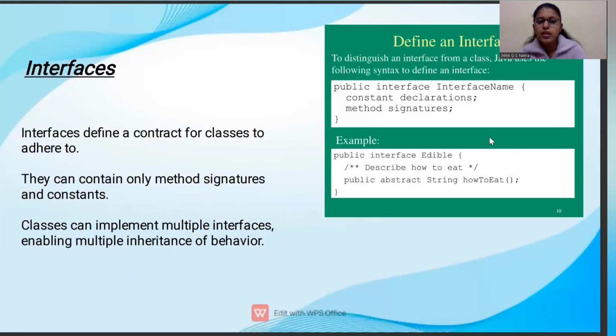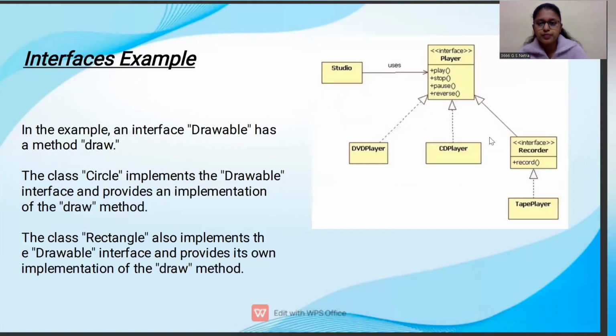Next, interfaces. Interfaces define a contract for classes to adhere to. They can contain only method signatures and constants. Classes can implement multiple interfaces, enabling multiple inheritance of behavior.